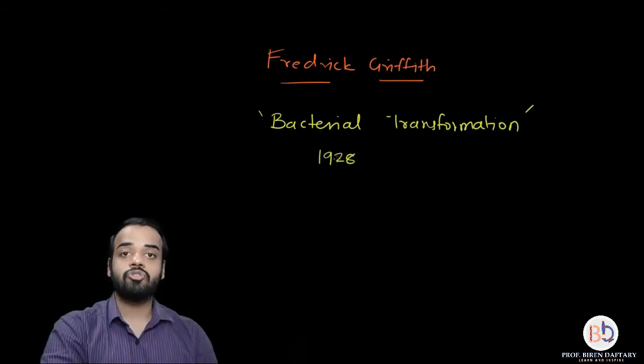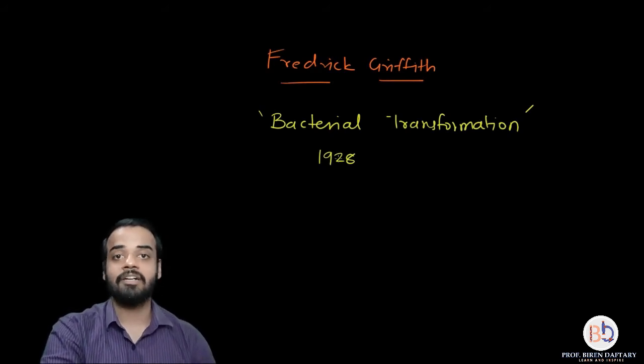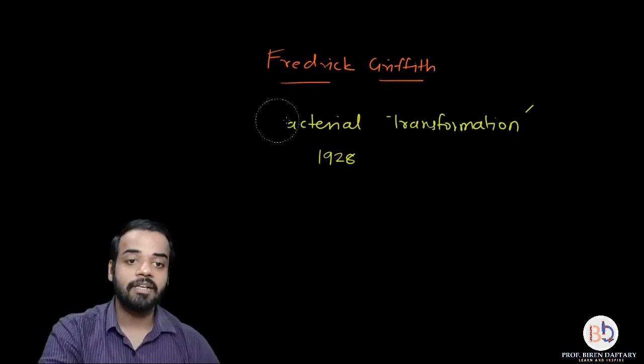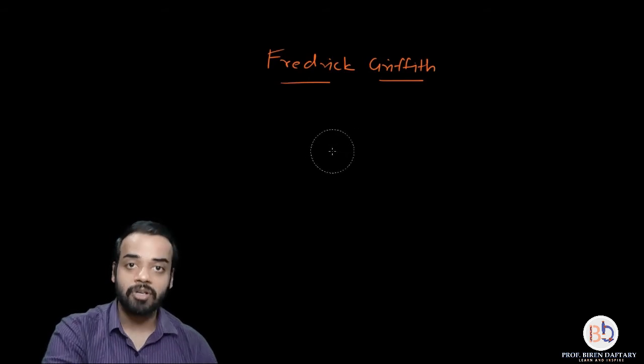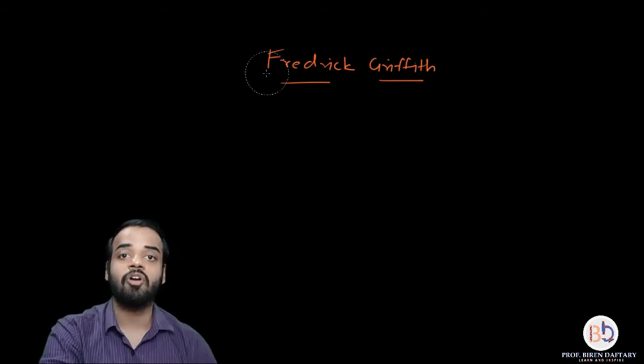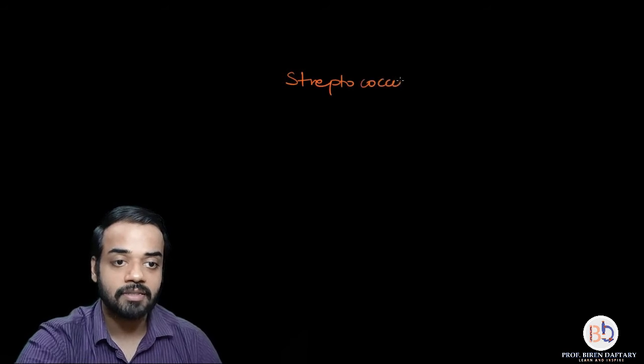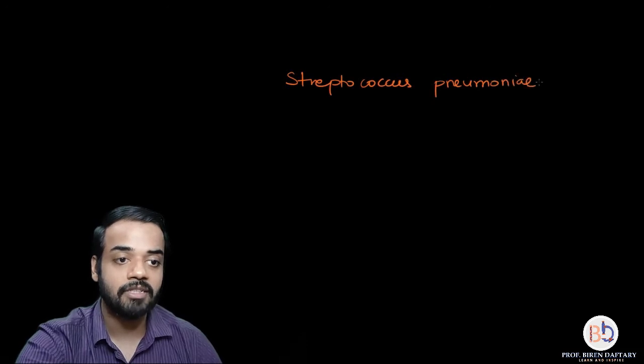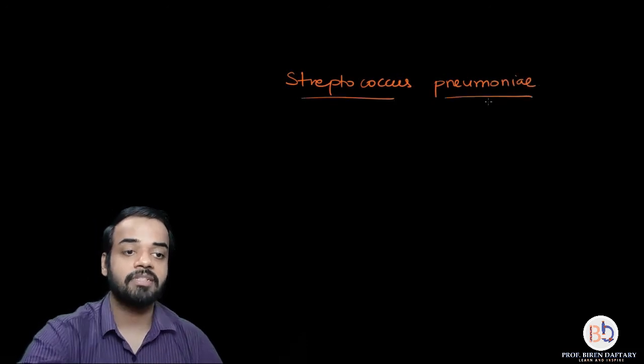Okay, so now what is this experiment? Why was this experiment done? What was the conclusion? All that we are going to see over here. Now first of all, when we start off with the experiment, Frederick Griffith basically used a microorganism which was a prokaryote. He used a bacterium which was called Streptococcus pneumoniae. So let us write down the name, Streptococcus pneumoniae. This was the name of the bacterium which he used for his transformation experiment.